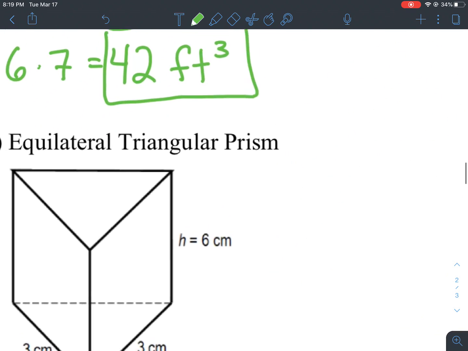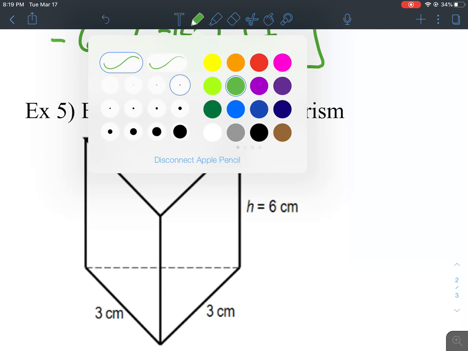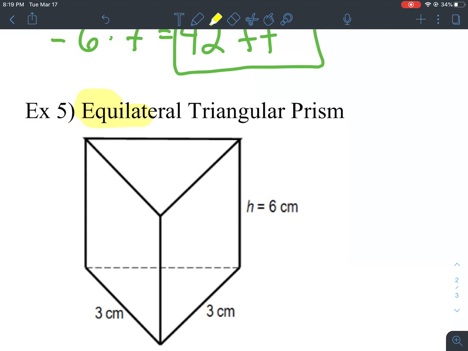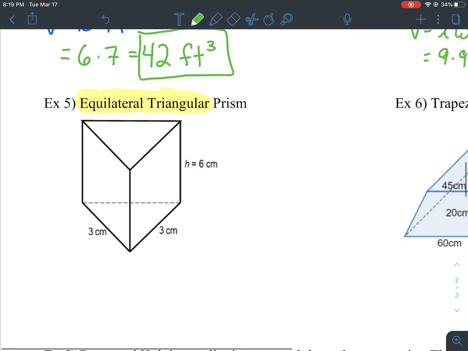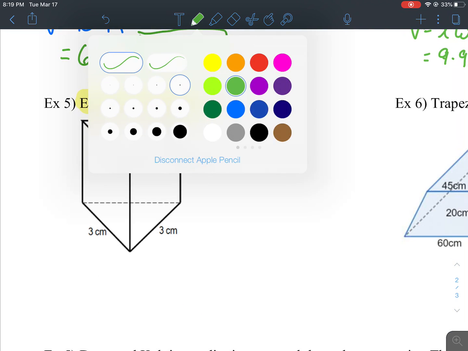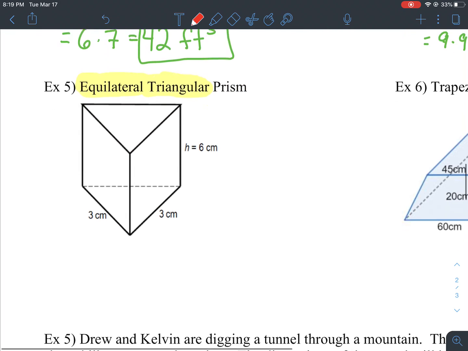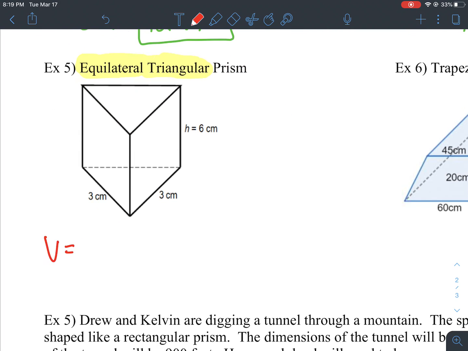Okay, 2 more examples here. Equilateral triangular prism, so it's telling us that the base is an equilateral triangle. Okay, we've spent quite a bit of time last unit talking about that. So, because it is an equilateral triangular prism, not a rectangular prism, we go back to our general capital B times H. Capital B, H. Let's start with H. It's the easiest one, and it even tells us in this case H is 6 centimeters.